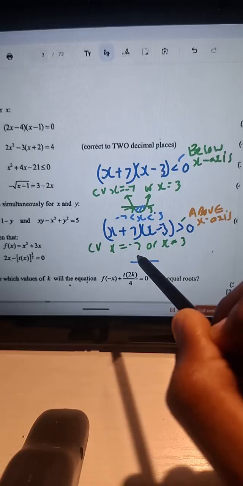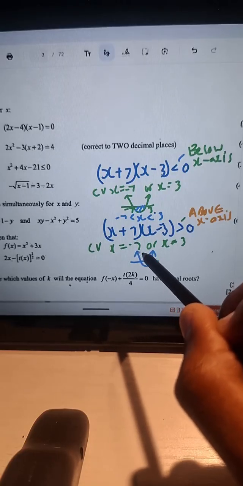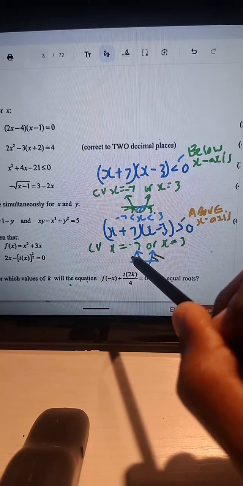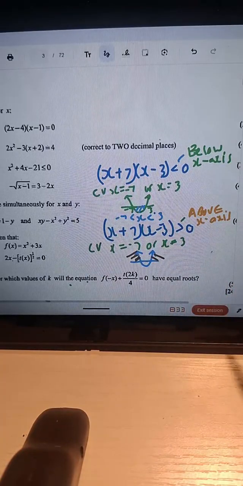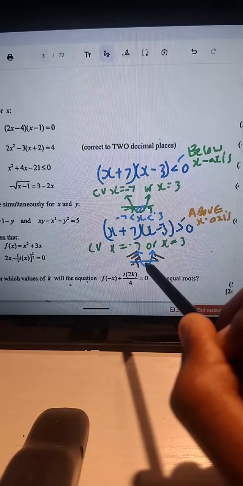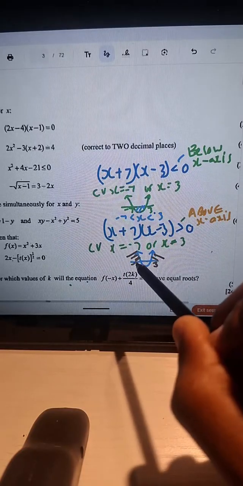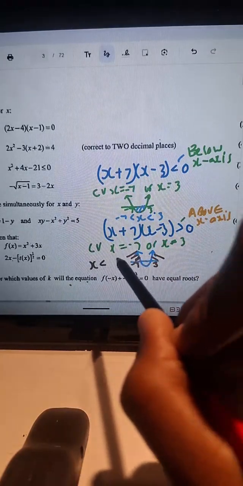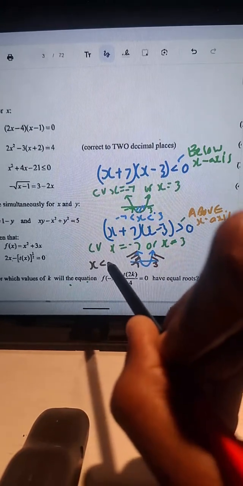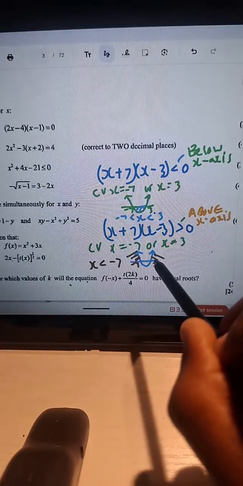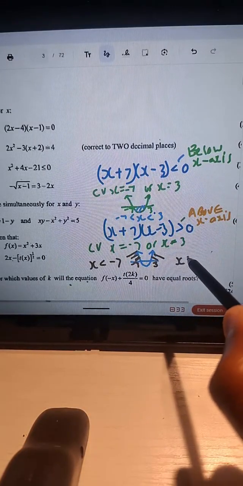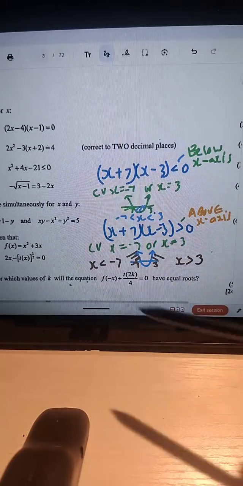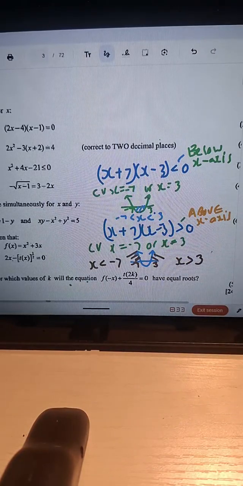But if it's greater than 0, that means above the x-axis. So in our graphical representation, above the x-axis is situated on these sides. We have -7 here and 3 there. The x values on this side of -7 are values less than -7, and the values on this side of 3 are values greater than 3. That's why we say x less than -7 on this side, whereas here we say x greater than 3.